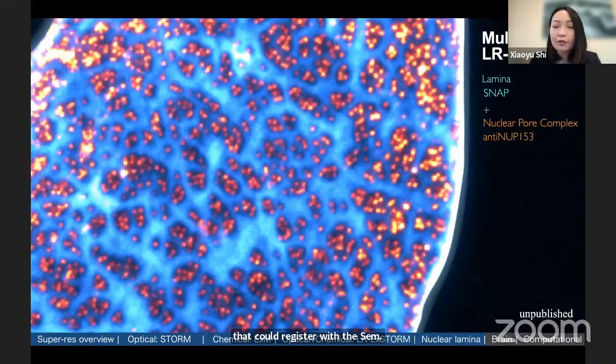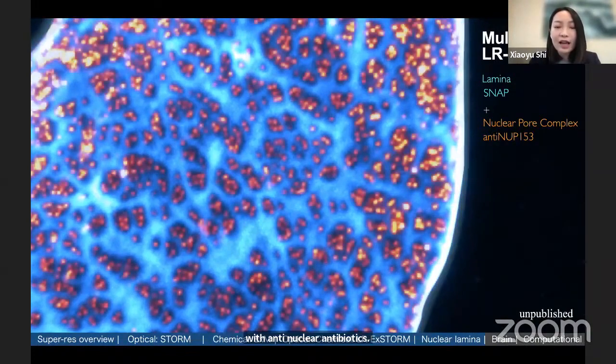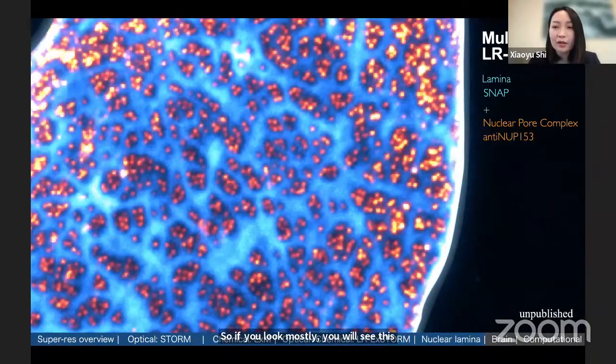And also you can have multiple colors in the image to see organelle interaction. Here, the cyan color is the lamina meshwork, and the red color is the nuclear pore complexes labeled with anti-NUP153 antibody. If you look closely, you will see an anti-localization between these two organelles. Anti-localization here means the nuclear pore complexes sit in the holes of the lamina meshwork. And here is just a demonstration.